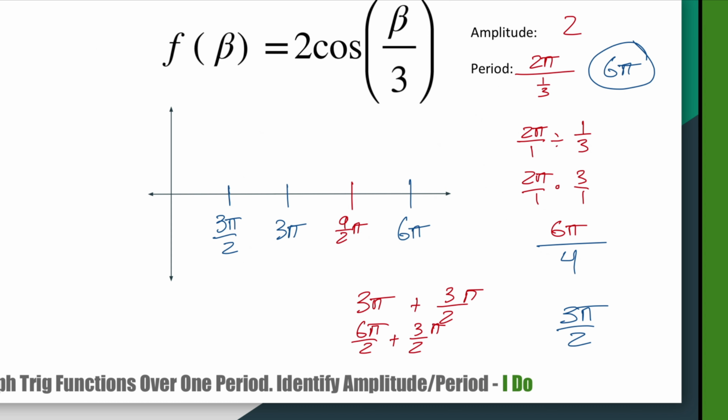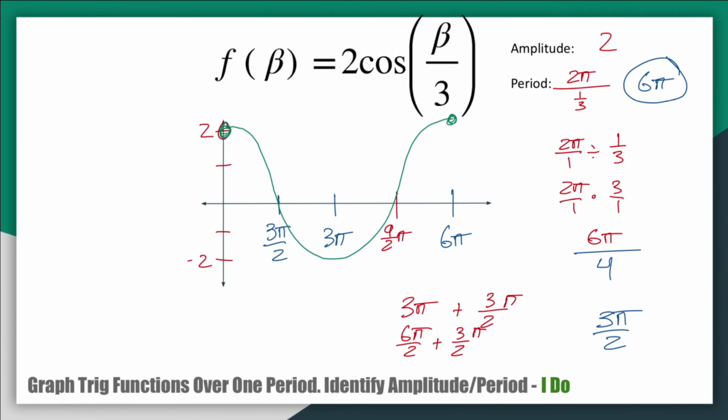Okay, now this was a cosine function. It's going to go up to 2 and down to negative 2. Cosine functions start at 1, but because this has an amplitude of 2, it starts at 2 up here. So I'm going to draw it out. We're up here. Let's do this in green. Here's my first point. I go down through 3 pi over 2, I go up to 3 pi, I go down through 9 over 2 pi, I go boom, up to 6 pi. And there it is.